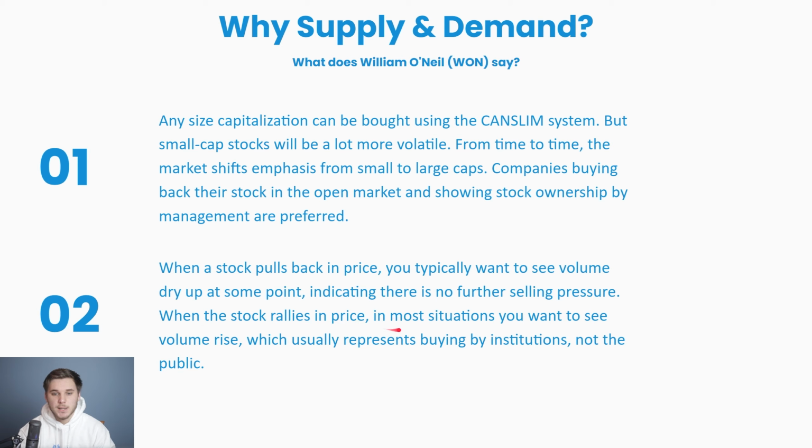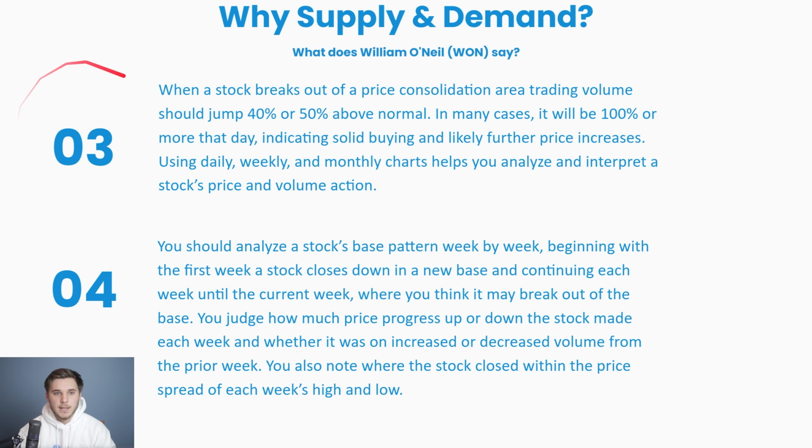When a stock rallies in price, in most situations, you want to see volume rise, which usually represents buying by institutions, not the public. And number three, he says, when a stock breaks out of a price consolidation area, trading volume should jump 40 to 50% above normal. In many cases, it will be 100% or more that day, indicating solid buying and likely further price increases.